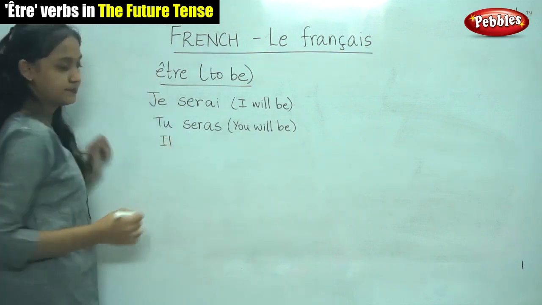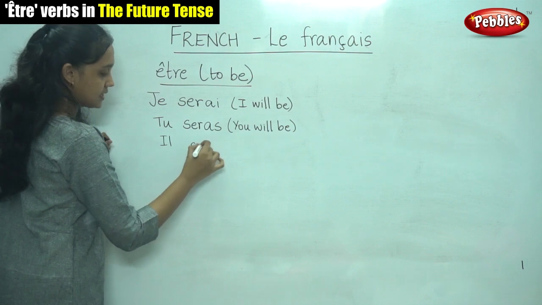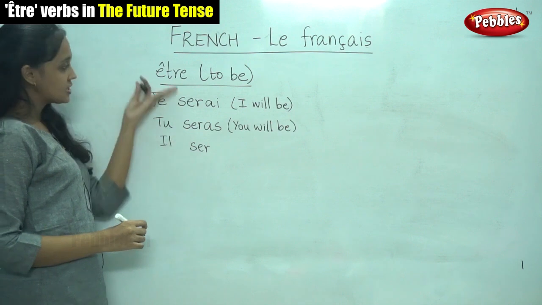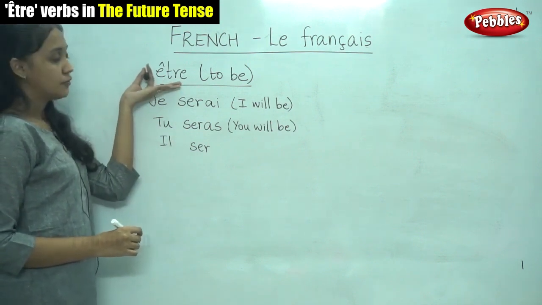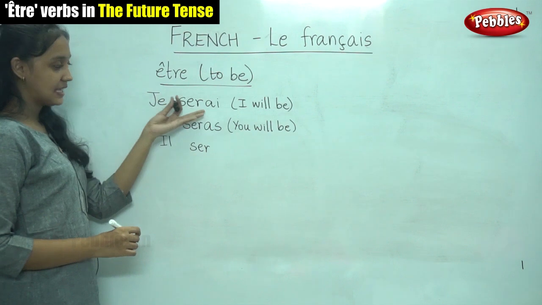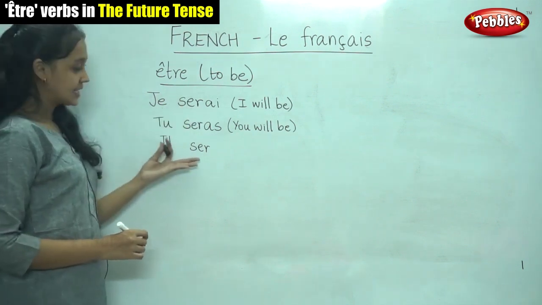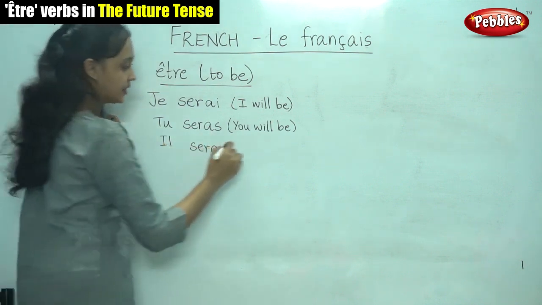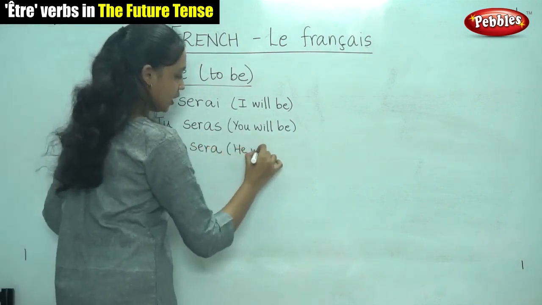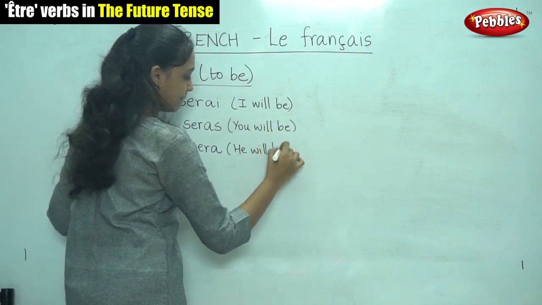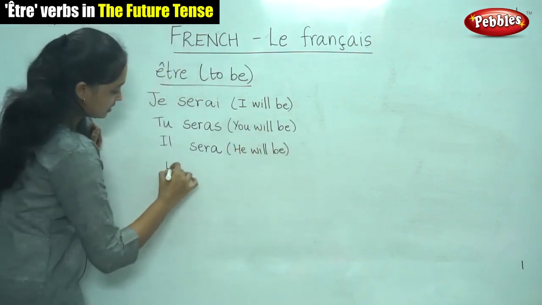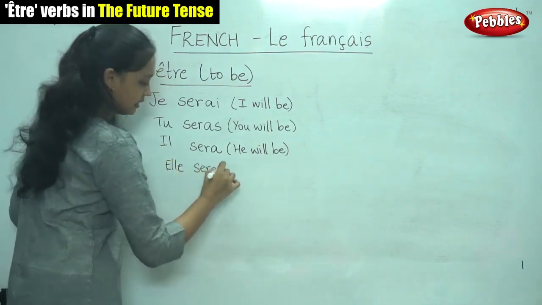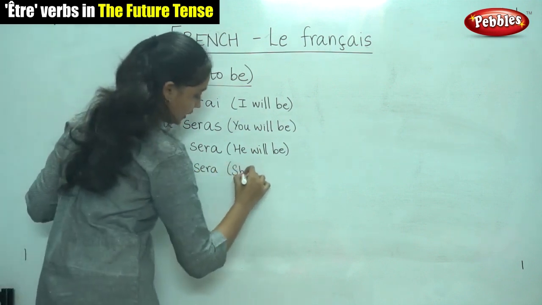For il, we write the stem. Why do we write the stem? Why is this the stem? Because the verb is être. For être, the stem is SER. So for il, the ending is A. Il sera. It means he will be. And for elle also, it is elle sera. She will be.